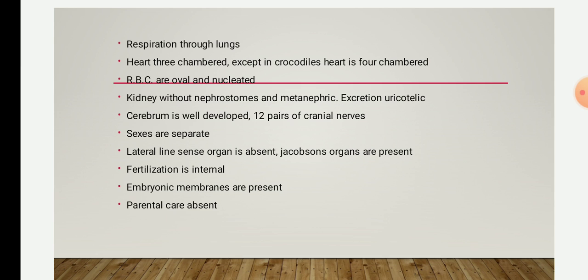Then the cerebrum. Next point is cerebrum is well developed, that is 12 pairs of cranial nerves are present. Cerebrum is the uppermost part of the brain and that will control the body. Balancing and all is carried out by the cerebrum. It is very well developed, and it will show the 12 pairs of cranial nerves, that is the olfactory, optic, then oculomotor, trochlear, then trigeminal, facial, vagus, accessory, hypoglossal. So there will be 12 pairs of cranial nerves present.